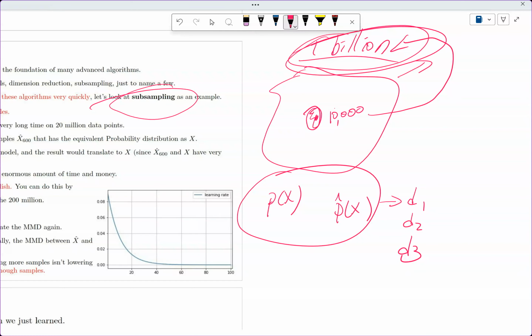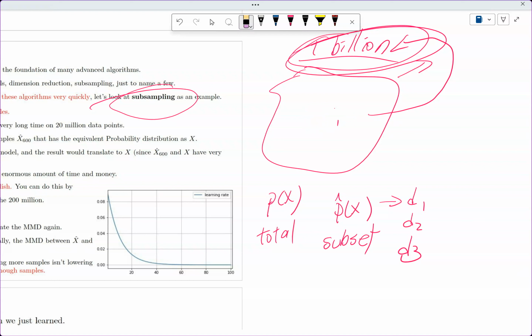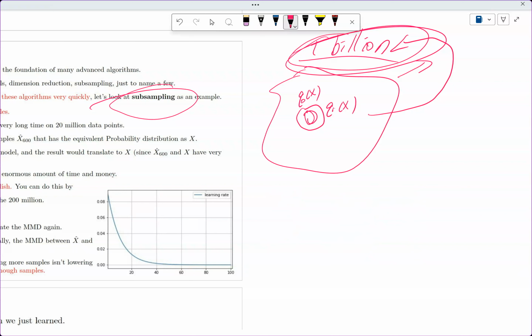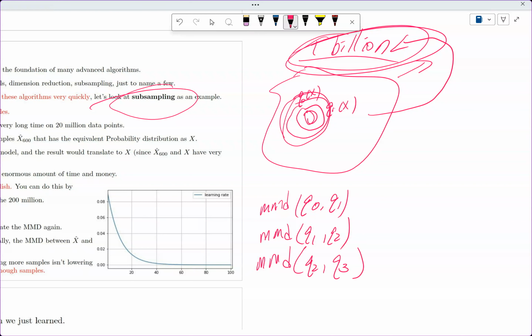Now, if you have 1 billion samples, finding the kernel matrix of this will be very hard. So maybe instead of comparing the total to the subset, what you could do is simply pick a subset, and we're going to call this subset Q of X. And then we pick a bigger subset, Q0 of X, Q1 of X. Now you can measure the distance between Q0 and Q1. And then you do this again by expanding it and measure the distance between Q1 and Q2, and then between Q2 and Q3. Each time you're increasing the size.